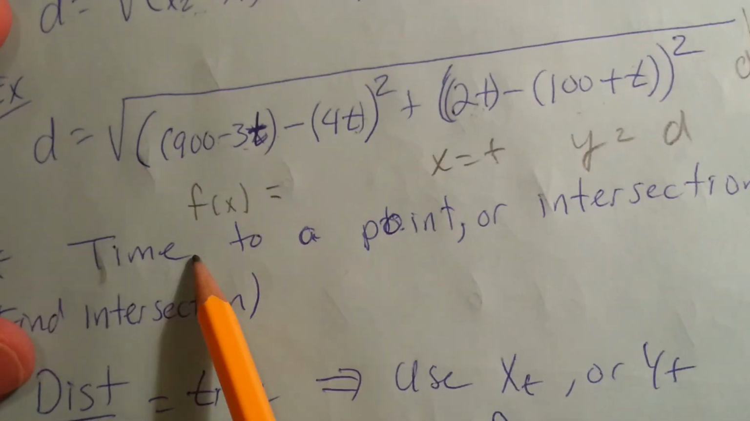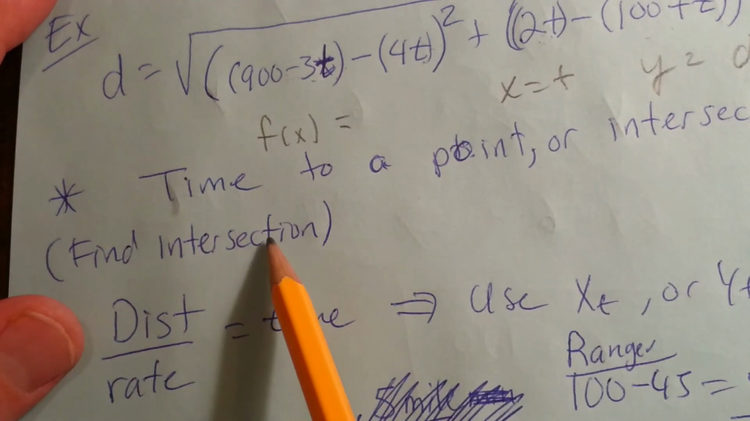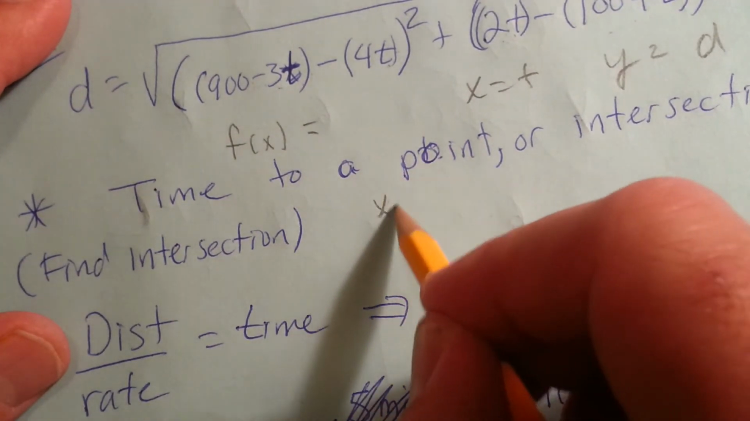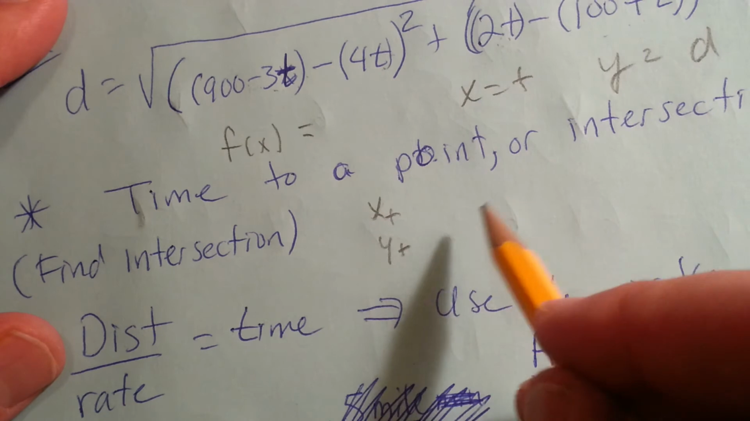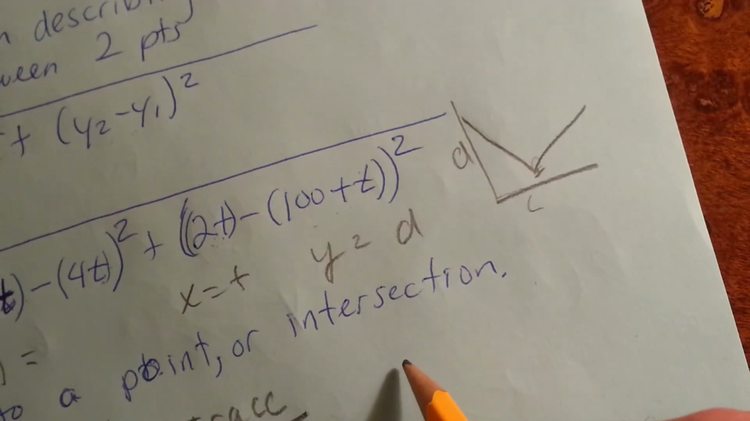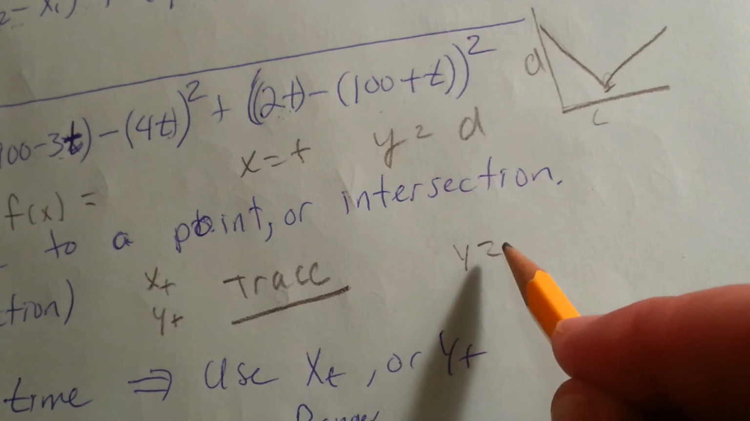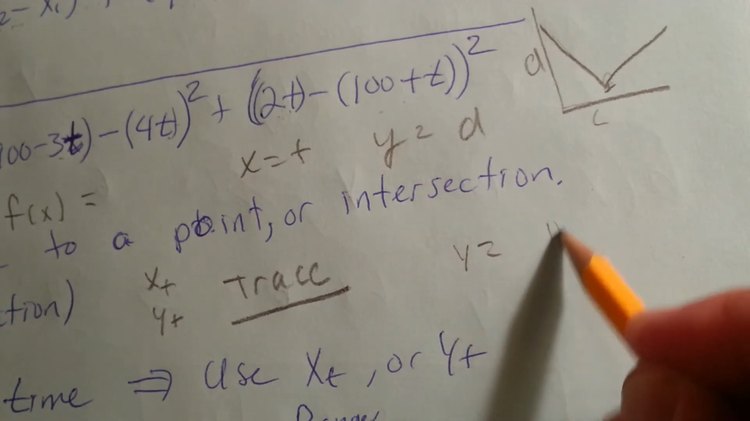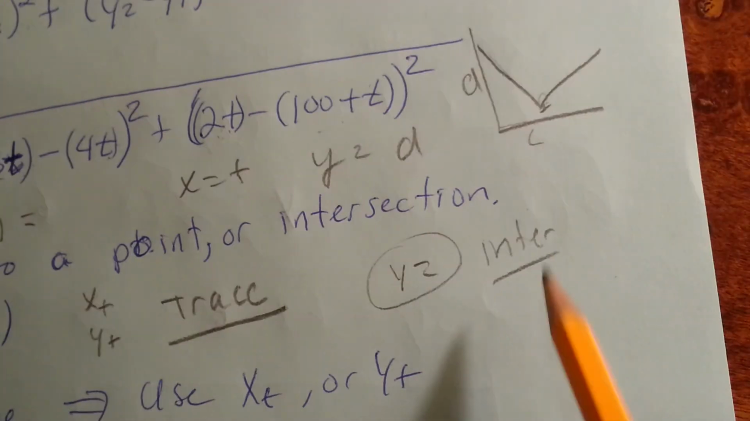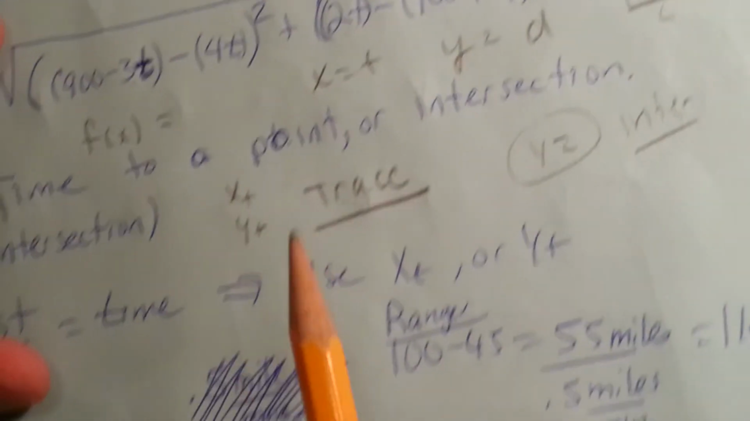Finally, figure out the time to a point or the intersection, and by that, also be able to find the intersection. Either graph your equation in parametric mode and use the trace function, or convert this to y equals and find the intersection on the calculator as well. But you need to be able to convert it to y equals if you're going to find the intersection. Otherwise, you have to trace in parametric.